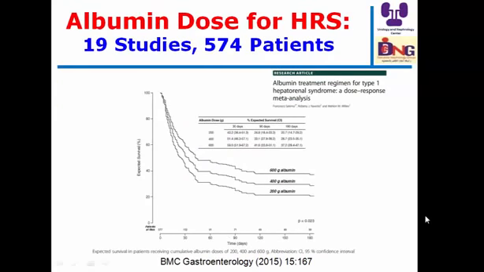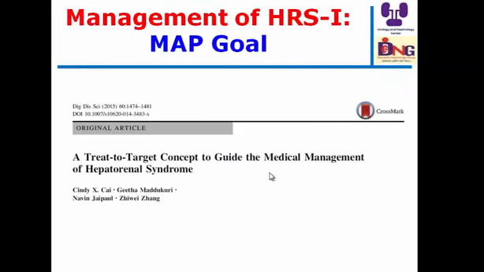A very important point is the volume of albumin. This is a meta-analysis of 19 studies. 8 studies are randomized controlled studies, 8 studies prospective, and 3 studies retrospective, and all these studies included 574 patients. As you see, the bigger the volume of albumin, the better the survival. But the patient's situation is very important, because sometimes you cannot give albumin to a patient with manifest volume overload, crepitations, and very high central venous pressure.